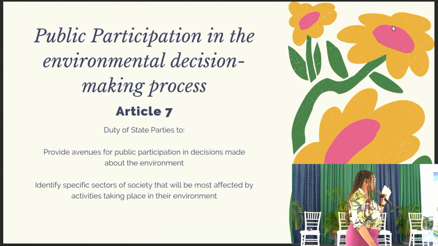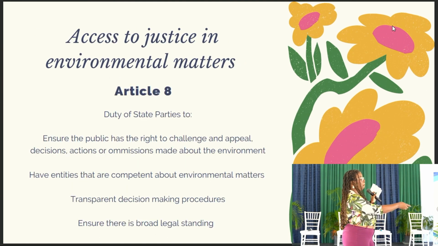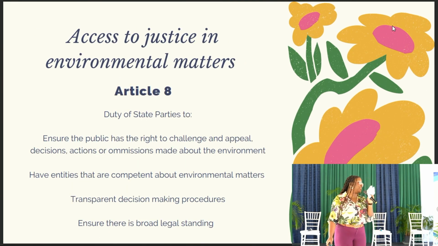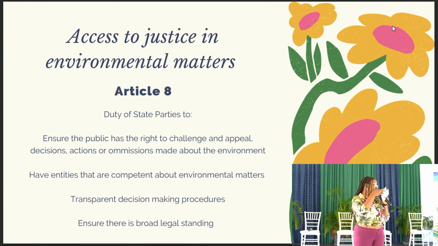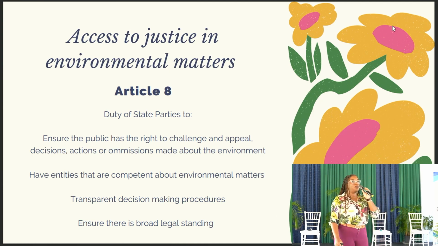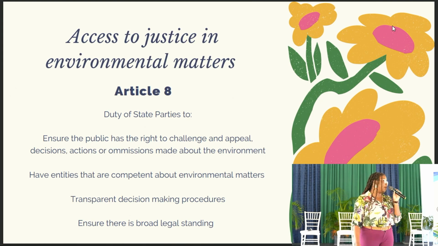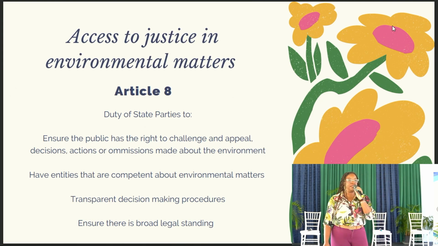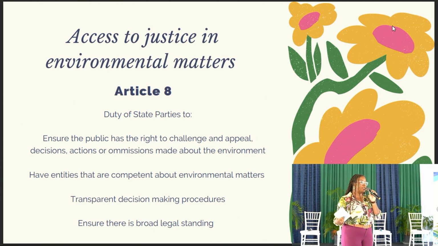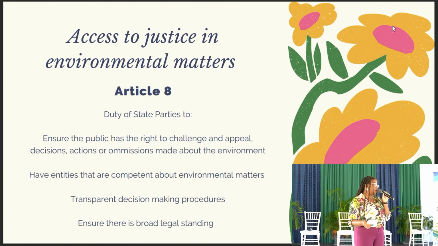So the next pillar, did I go back? There we go. Okay, the next pillar is access to justice in environmental matters. So the government is supposed to ensure that the public has the right to challenge and appeal decisions, actions, or omissions made in activities related to the environment. And they're supposed to create entities that are competent about environmental matters.